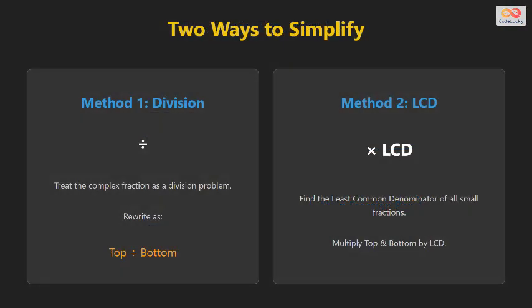There are two main ways to solve these. The first is the division method, where you rewrite the fraction as a division problem. The second is the LCD method, or least common denominator method, where you multiply the top and bottom by a common multiple to clear out the small fractions.